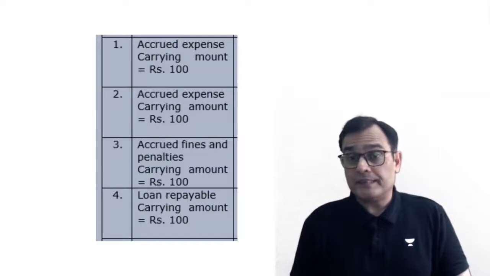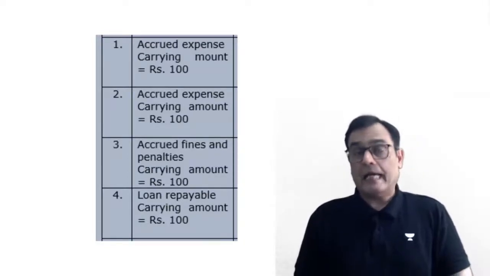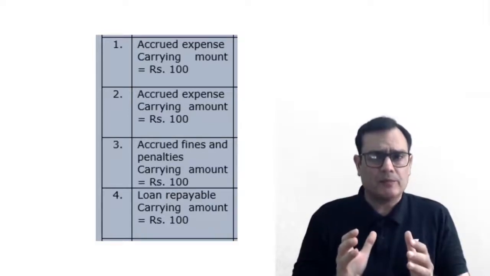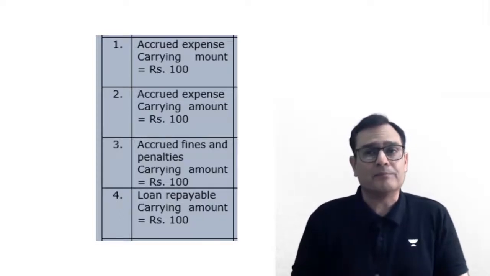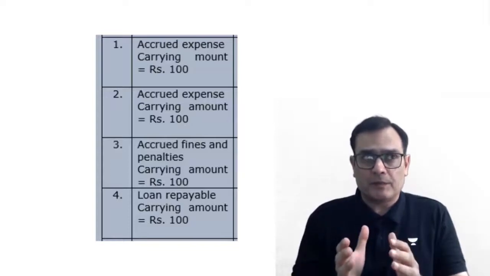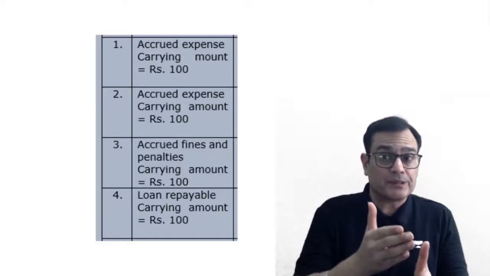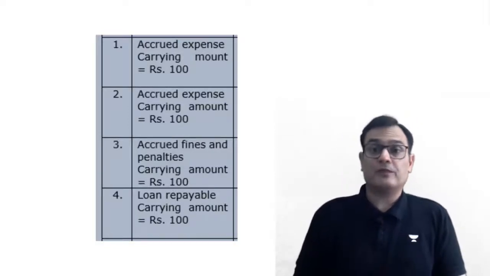Let's look at the third example. There is an accrued fines and penalty. Now, as far as accrued fines and penalties are concerned, when you're going to pay this amount, you will not get a deduction because it is prohibited under the Income Tax Act. So that means once you're going to pay this amount, no deduction will be allowed. So carrying amount and the tax base is equal. That makes it 100.